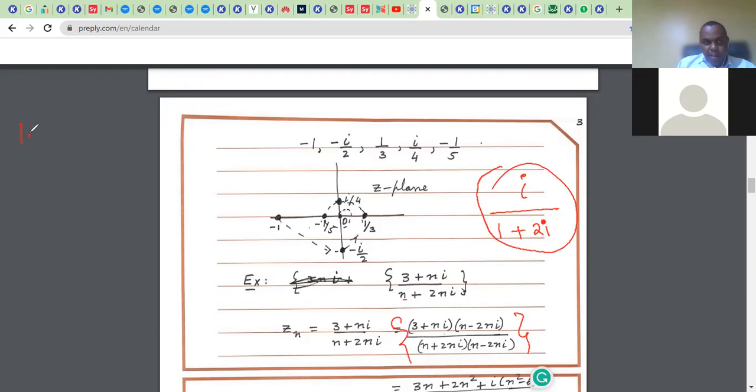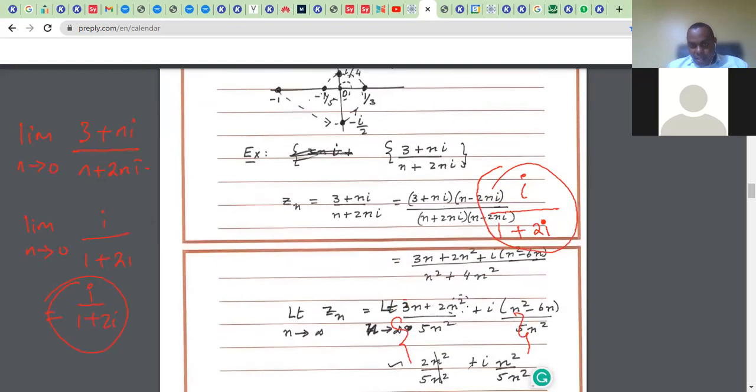You see, you needed to do the limit as n approaches 0. This is (3 plus ni) divided by (n plus 2ni). You see the derivative, limit as n approaches 0. This is i, this is 1 plus 2i. And so the answer is going to be i over 1 plus 2i. So it's going to approach that number.